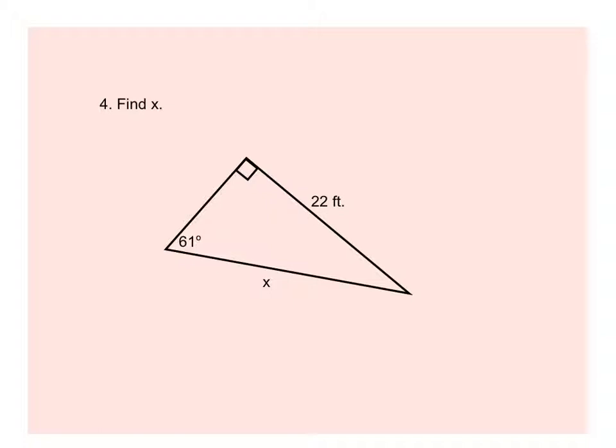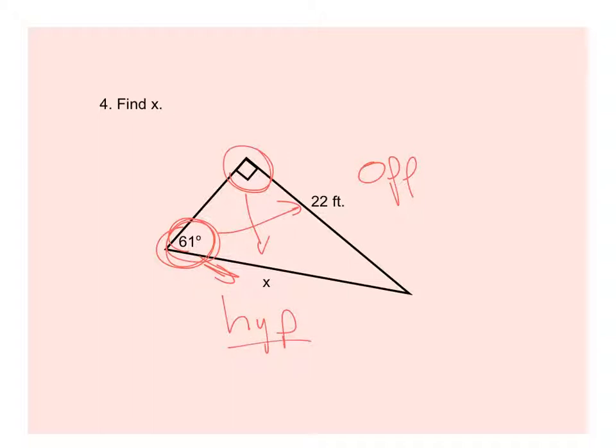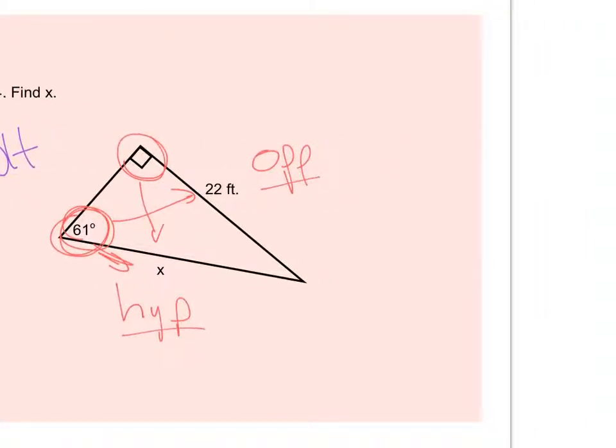So figure out x here. Okay, let's look. What am I dealing with here? Well, 61 is here, that's important. Over there is going to be my opposite side. This is not going to be adjacent, because it's the longest side, it's away from the 90 degrees. Hypotenuse is always the hypotenuse. So opposite and hypotenuse, that means it's sine time. So that's going to be sine of 61 equals 22 over x. Now, remember what just happened on the last one. I can multiply both sides by x.